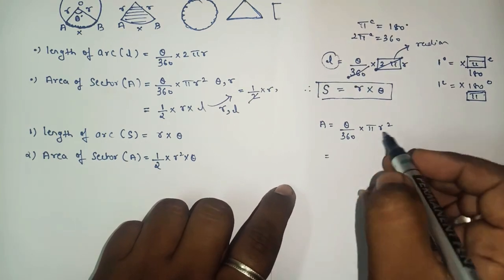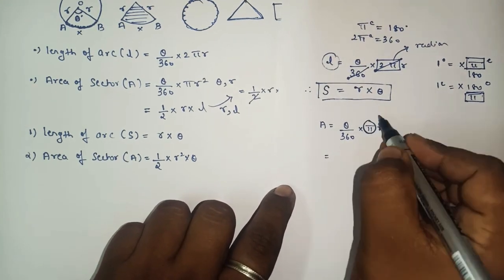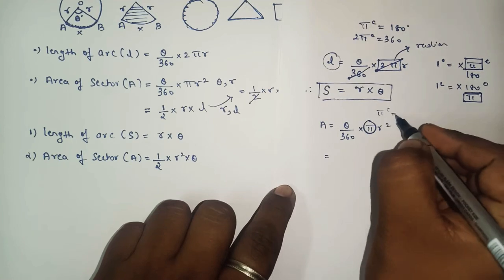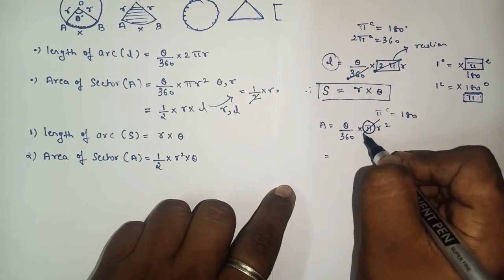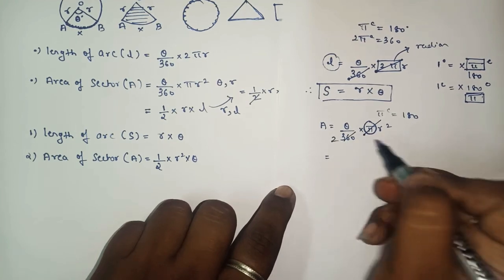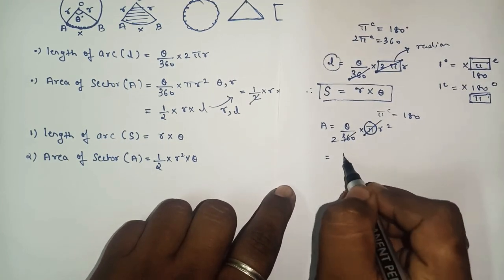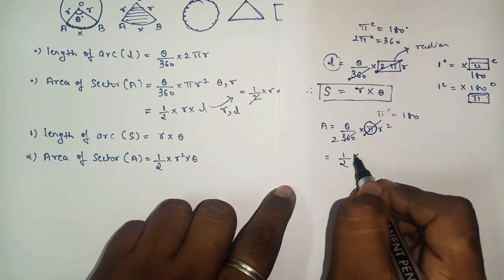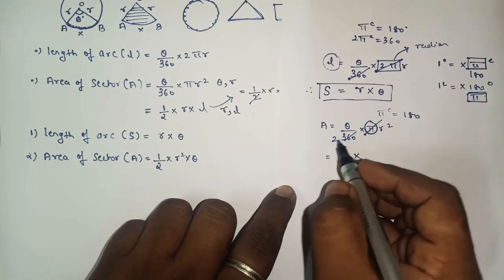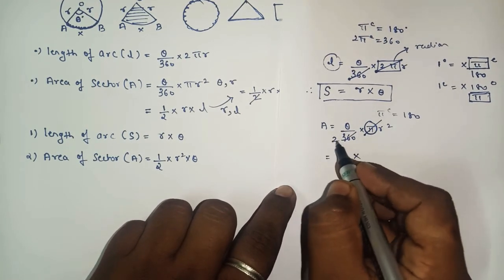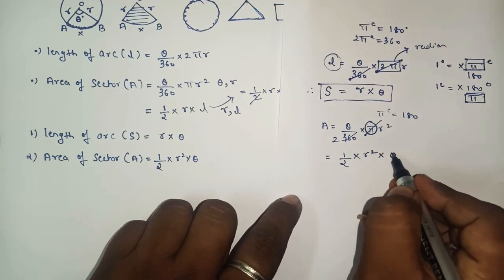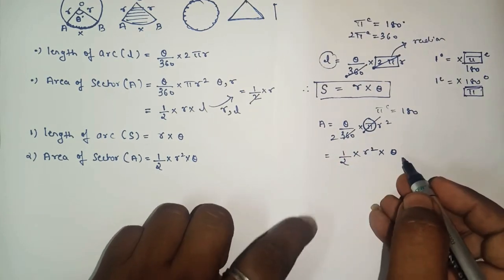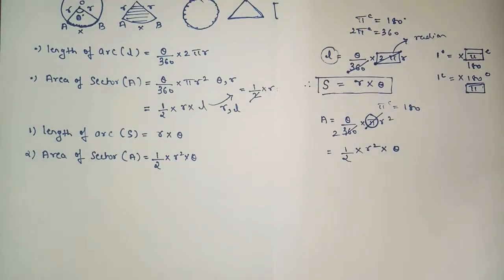Now here we'll see. We'll consider again this pi as radian. So what is the value of pi? That is 180. So 180 ones are 180, twos are 360. So here we are left with 1 upon 2. We'll separate this part: 1 upon 2 theta and r square. So we are left with 1 upon 2, 2 is in the denominator. So that means 1 upon 2 into r square into theta. Yes or no? So here we got your 11th standard formula.